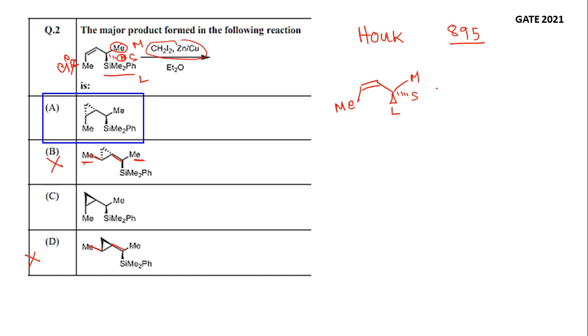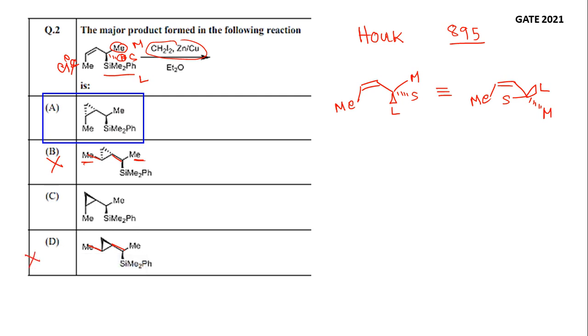Now what will happen? You have to arrange these three groups in such a way that the small group comes in the eclipsed position with the C=C double bond. Under this condition, this is basically a 60-degree rotation. So this will be the position of L and M. Now M will be below the plane, L will remain the same. You can do this rotation yourself.